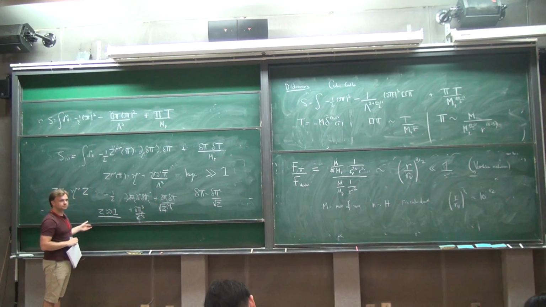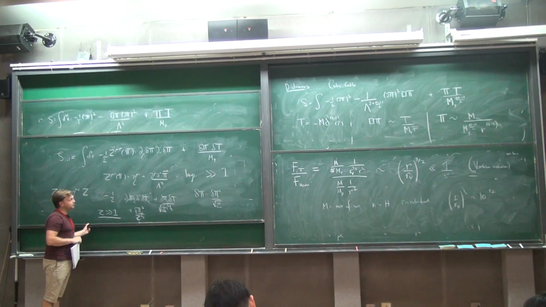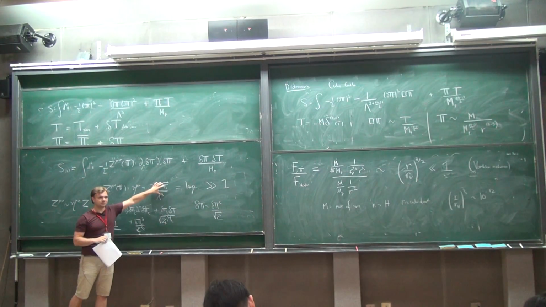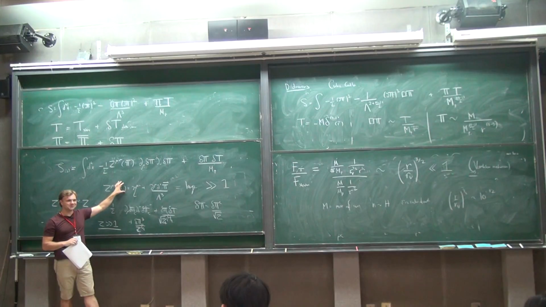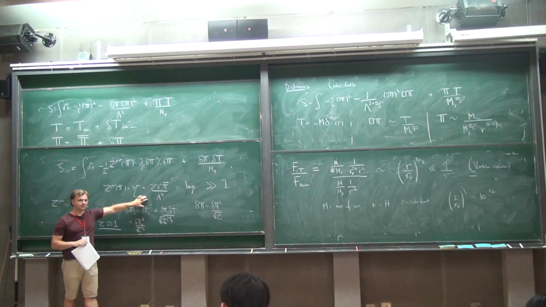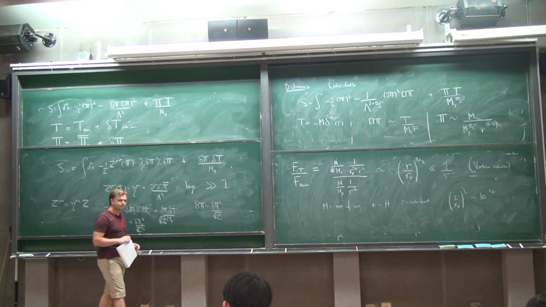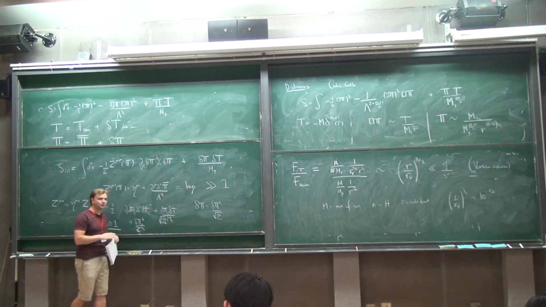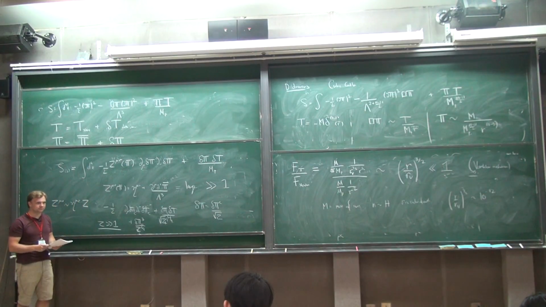Is Z computed at one loop, a graph of something? No, this is a tree-level renormalization. I'm using the words wave function renormalization, but this is a purely tree-level effect, because the theory itself has a non-minimal kinetic term. So it's not that the loop expansion is breaking down; it's a purely tree-level phenomenon.